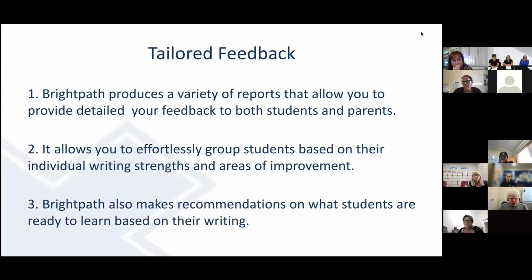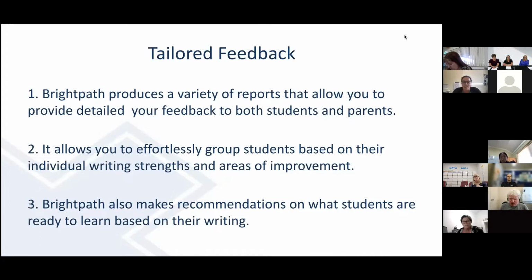I'll just move this over. So as I said, Brightpath gives you really tailored feedback. So instead of just really vague feedback, you're providing really specific feedback, both to students and parents. Now, we don't give parents those dot points at that stage. However, as the boys are older, if they're using those as their learning goals, then that goes in their homework books and parents are aware.